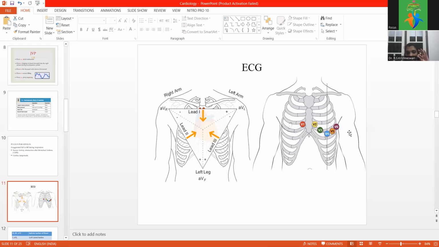Hope you understand. V1 is the only chest lead which is present on the right side. All the other leads are on the left side. V2, left side, 4th intercostal space. V4, mid-clavicular. V5, anterior axillary. V6, mid-axillary. And V3, between V2 and V4. We are not going to the details.